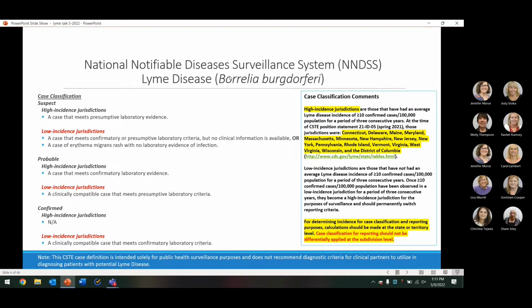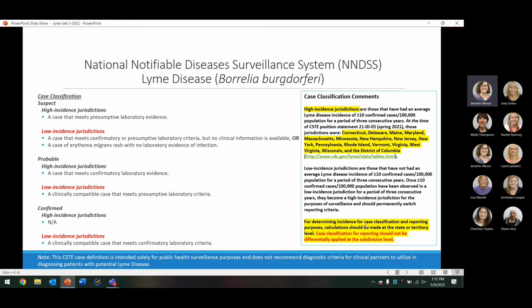This again is for counting of cases in MDSS, but the definitions are based on whether you're in a high incidence jurisdiction or a low incidence jurisdiction. So high incidence jurisdictions are those areas that have at least 10 cases per 100,000 population for 3 years in a row. Right now, that only includes Connecticut, Delaware, Maine, Maryland, Massachusetts, Minnesota, New Hampshire, New Jersey, New York, Pennsylvania, Rhode Island, Vermont, Virginia, West Virginia, Wisconsin, and DC. It does not include Michigan.